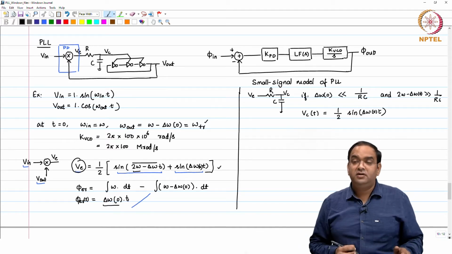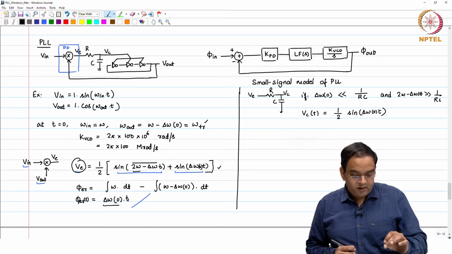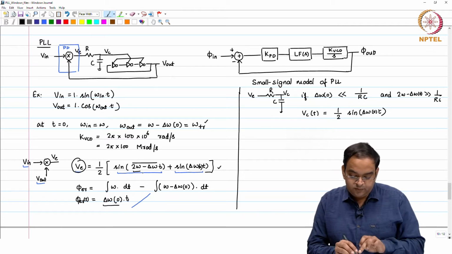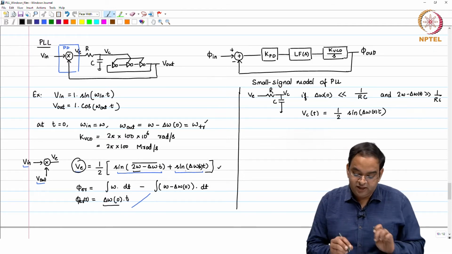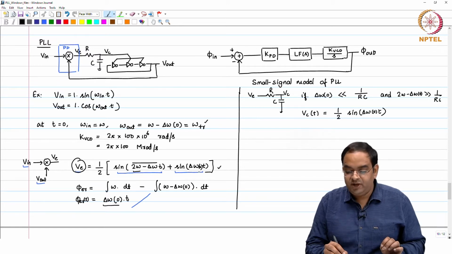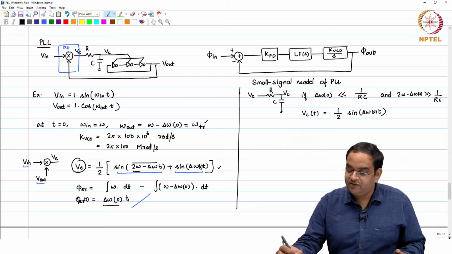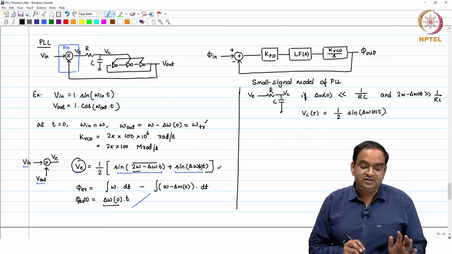Okay, is this a condition? So, your error output has both the frequencies 2 omega minus delta omega and delta omega 0, but your control voltage will have only one frequency standalone.